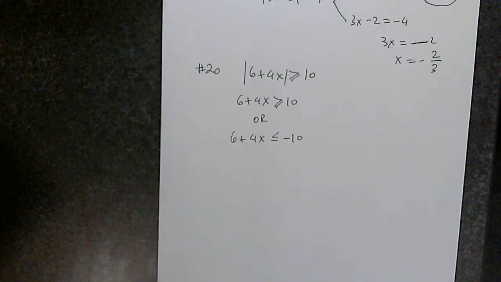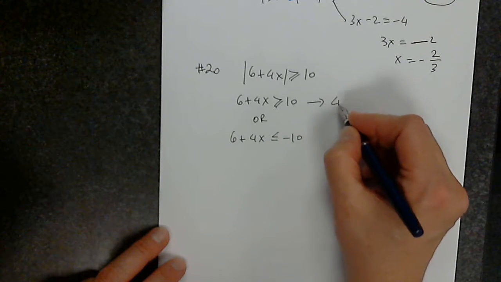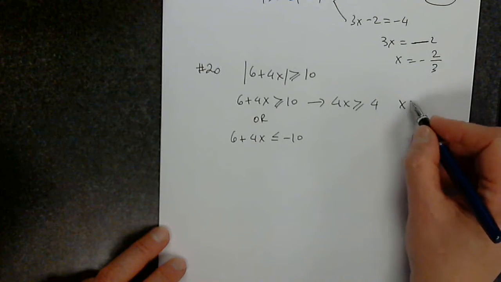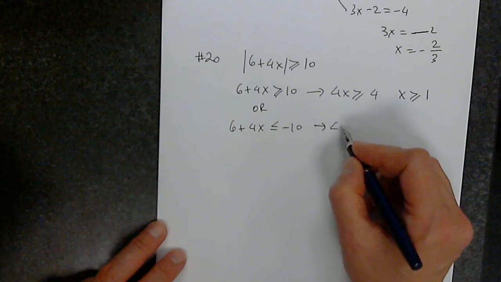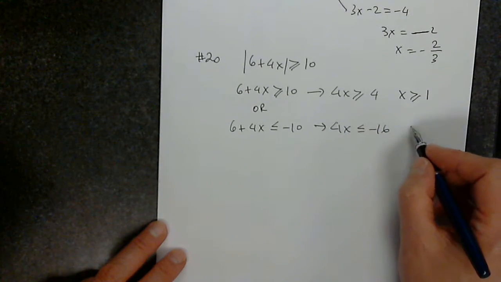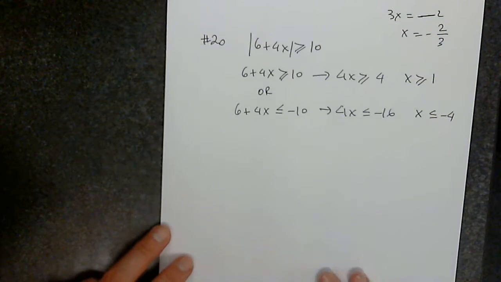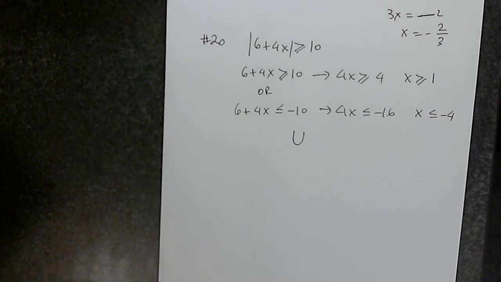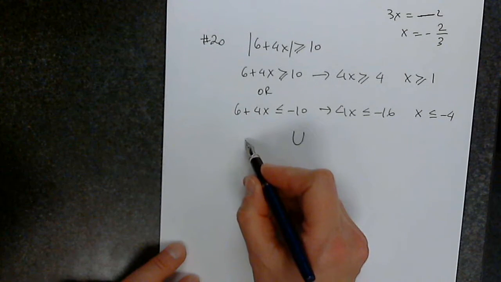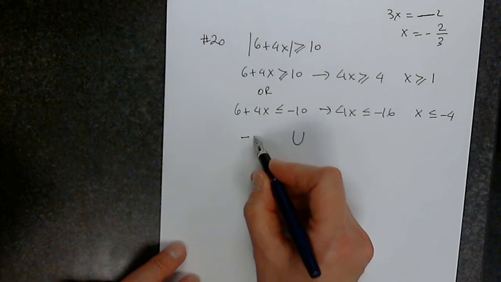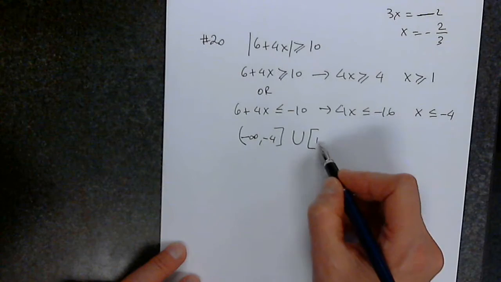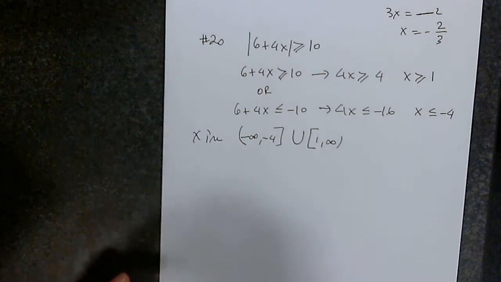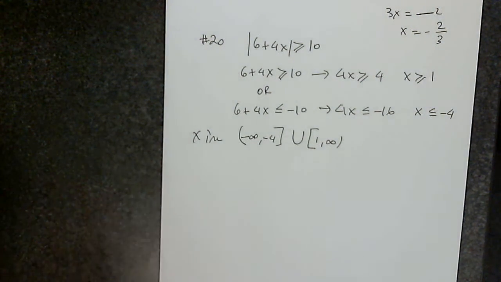Very good. So then the first inequality becomes 4x greater than or equal to 4, which means x greater than or equal to 1. The other one becomes 4x less than or equal to negative 16, or x less than or equal to negative 4. This is the one that has the union in between for the solution. Can anyone dictate? Negative infinity, negative 4, with a bracket. Perfect. Then 1, infinity. That's it. x in the interval. Good.